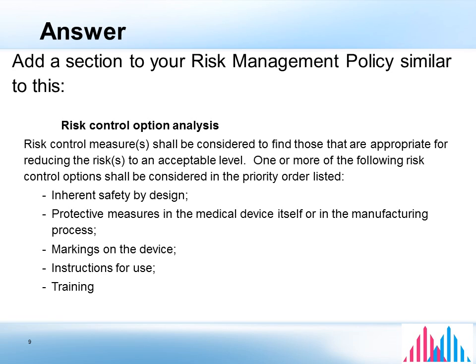So here I recommend that you add to your risk management policy something similar to what's shown. In this I've gone beyond what the standard requires and added 5 elements in the priority order listed. First, inherent safety by design, then protective measures, then markings, and then instructions. And I've done this because I believe that markings are going to be more effective in getting information to the user than instructions for use. And finally, I've added training at the end. Training can be an excellent risk reduction approach. However, it's rather unpredictable. If it's done, it's great, and if it's not done, it's of no value at all.